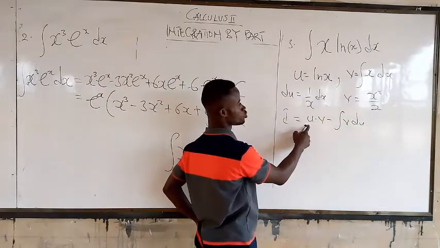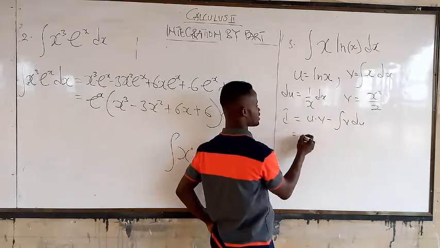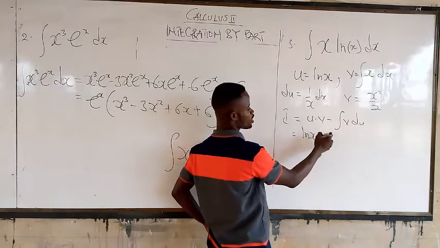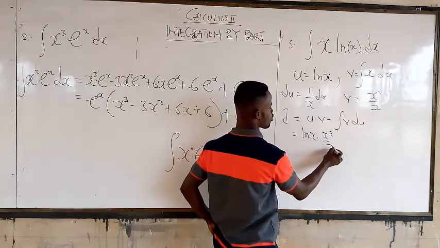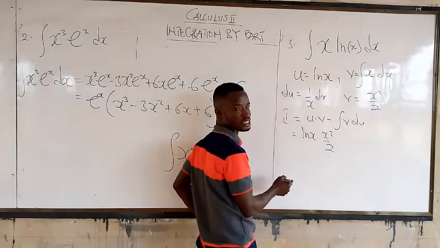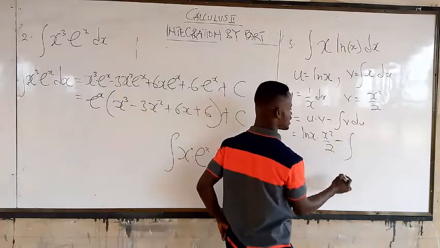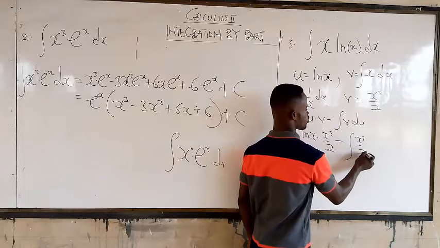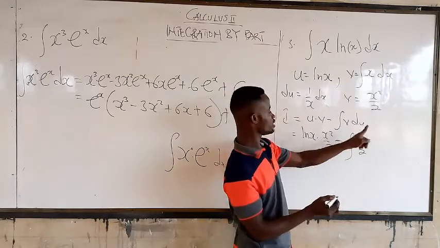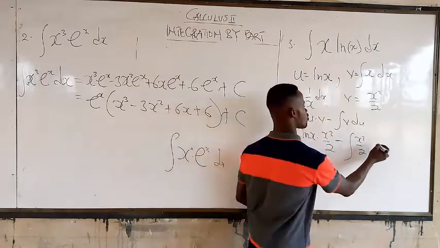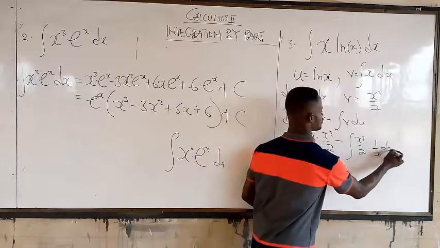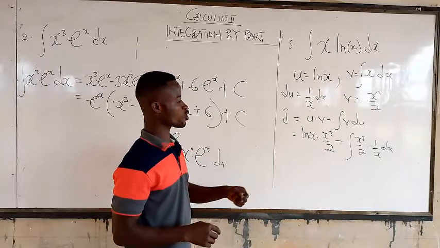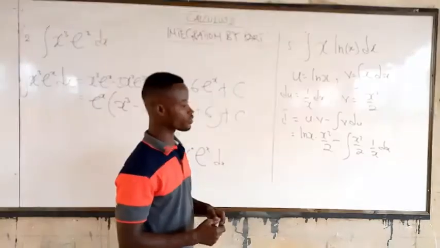So what is u? Our u represents ln s, and what is v? Our v represents s squared over 2. I hope you can see what I'm doing. Minus the integral of v. V is s squared over 2, and du is 1 over s ds. Very good. So we are left with only these two integrals.